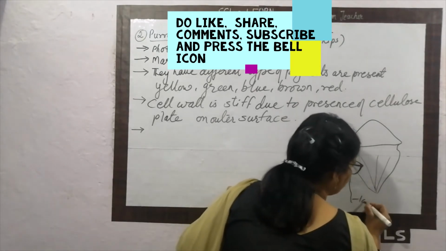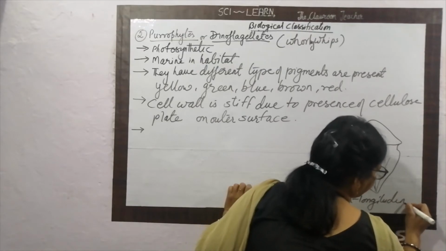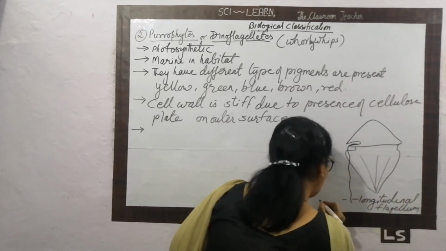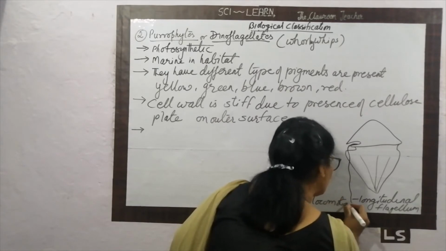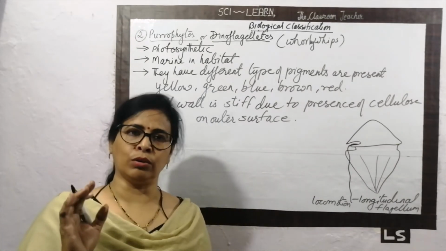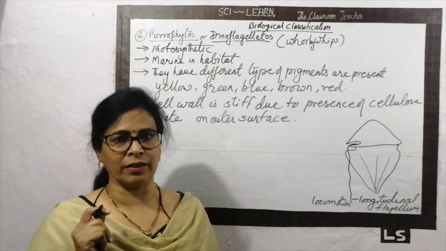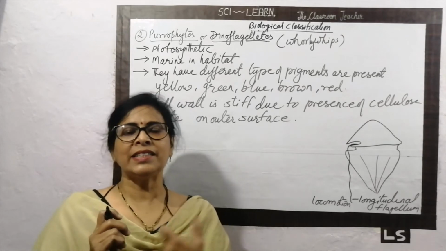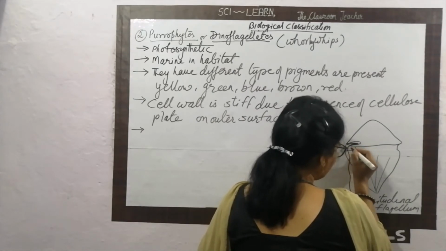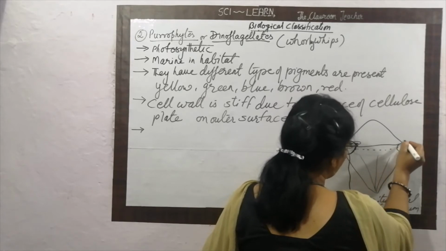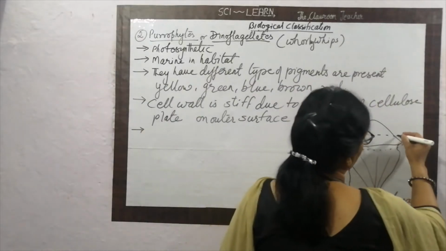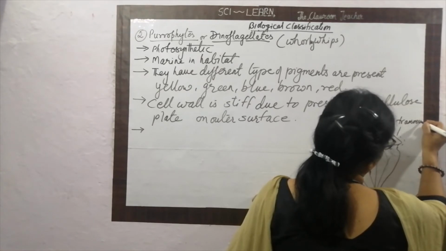This is the longitudinal flagellum, and it is responsible for locomotion. As I told you, this is a locomotory organ, able to move the organism from one place to another. Now, what is the role of the second type of flagellum? The second type is the transverse flagellum. That flagellum generates from here and takes one whole round from here, like this. This is called the transverse flagellum.